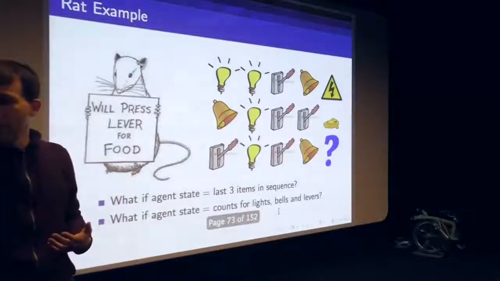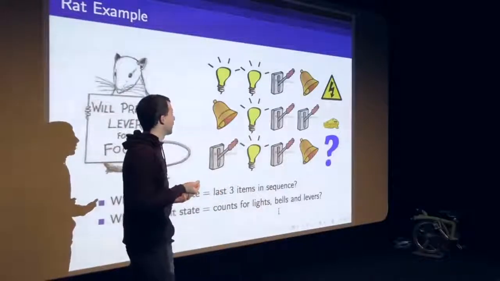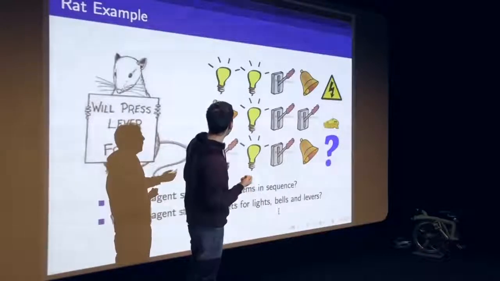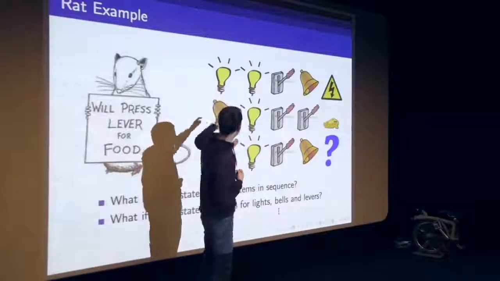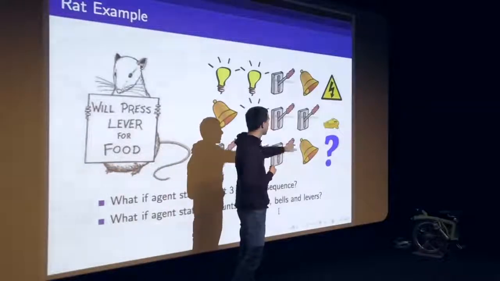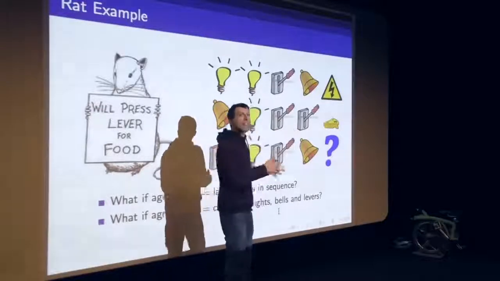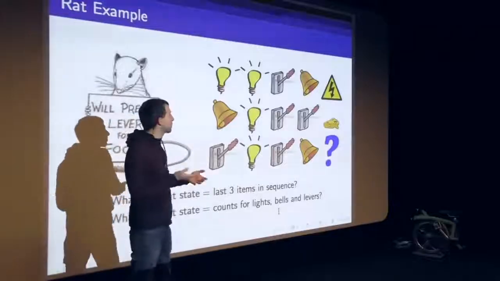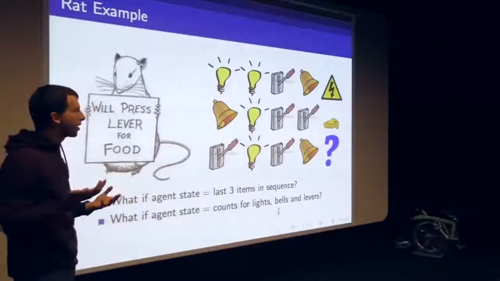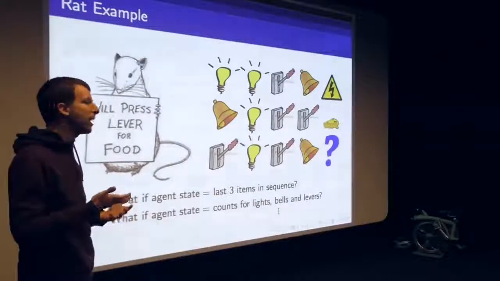You might, for example, choose the agent state to be counts for the lights, the bells, and the levers. If that was your agent state, then you might count them up and say, look, in this example we see the lever pressed twice, the light has come on once, and the bell has sounded once. That's exactly the same as this second episode here. So if that's our representation of state, we would expect that the cheese would appear now. It should be clear that what we believe will happen next depends on our representation of state.